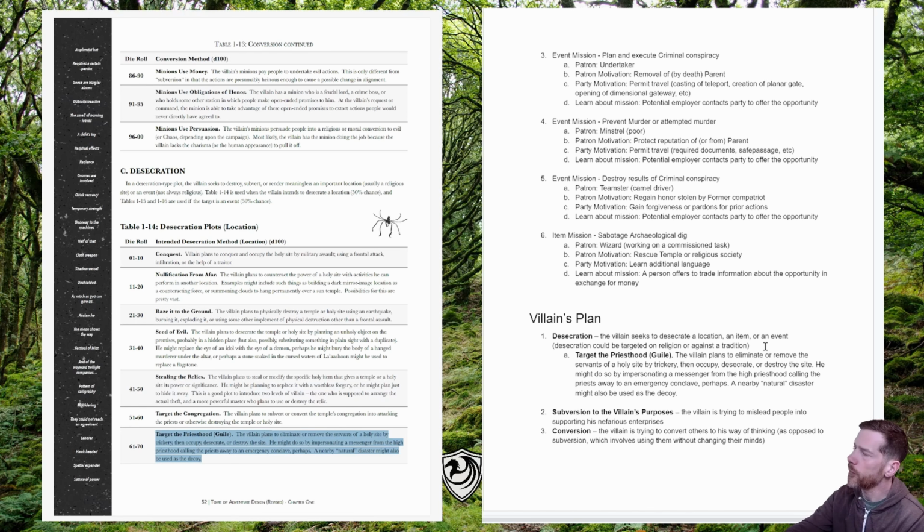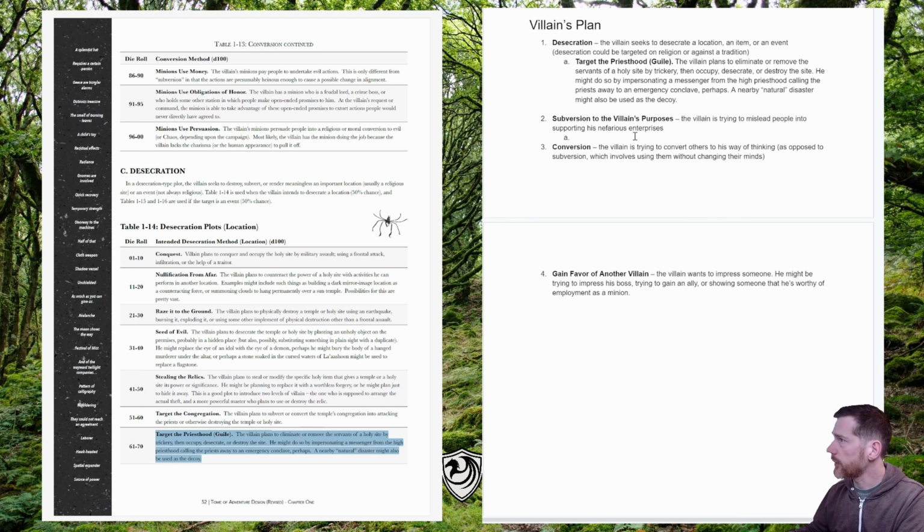Right, so we have targeting the priesthood with guile. So the villain plans to eliminate or remove the servants of a holy site by trickery, then occupy, desecrate, or destroy the site. He might do so by impersonating a messenger from the high priesthood, calling the priests away to an emergency conclave. A nearby natural disaster might also be used as the decoy.